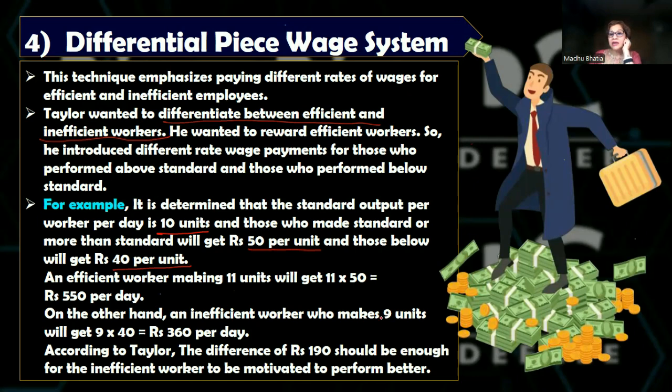On the other hand, if another employee makes 9 units, just 1 unit short, he will be paid at the rate of 40 and he will be getting 360 per day. So just with the difference of 1 unit, the loss is that of 190, which is a huge motivator.